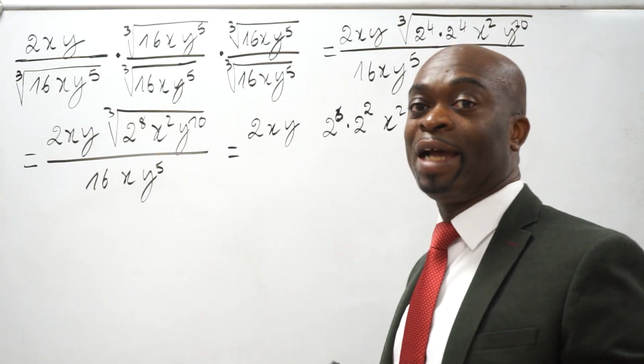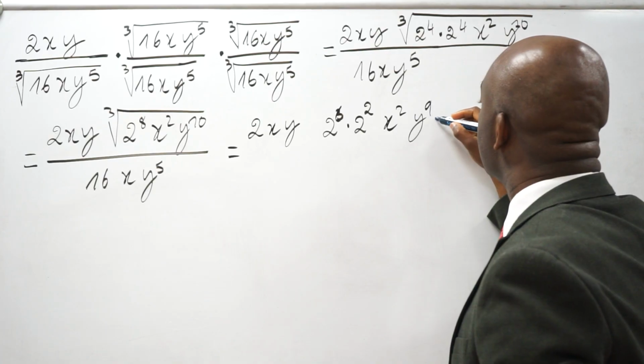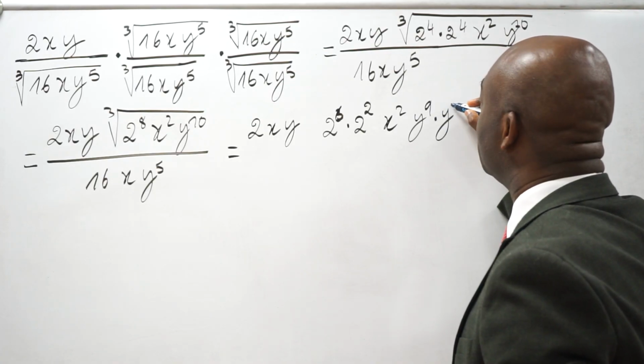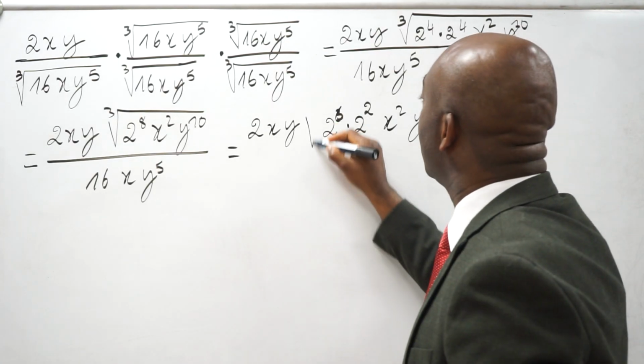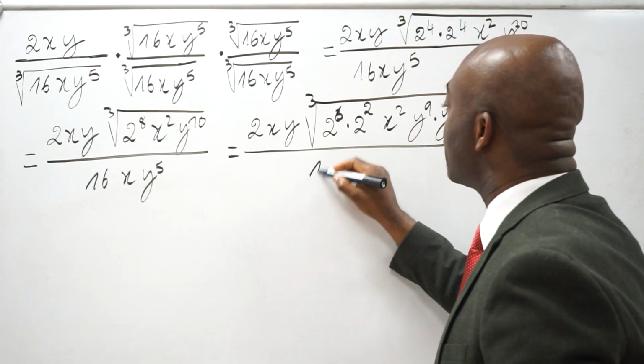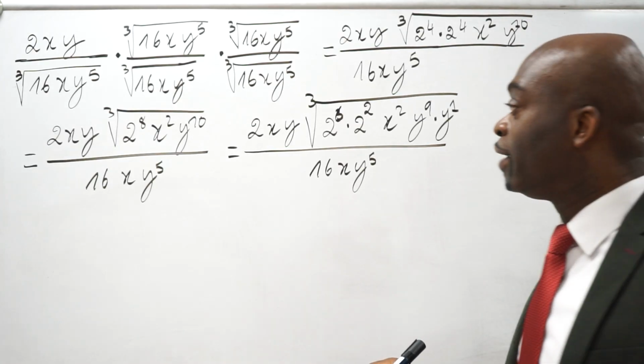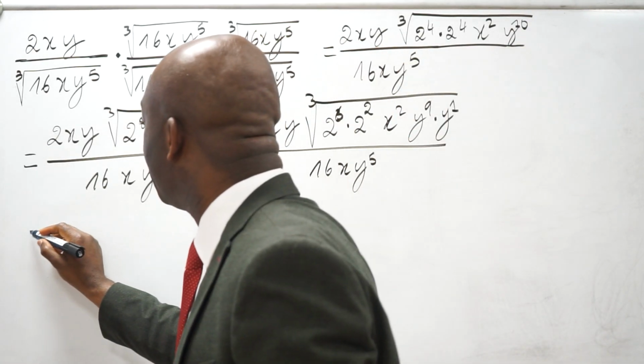So x to the 2nd power is going to stay x to the 2nd power. And then how about y to the 10th? So y to the 10th can be broken down as y to the 9th times y to the 1st. And then you have your cube root back over 16x y to the 5th power. We're taking time to do this one at a time, okay?